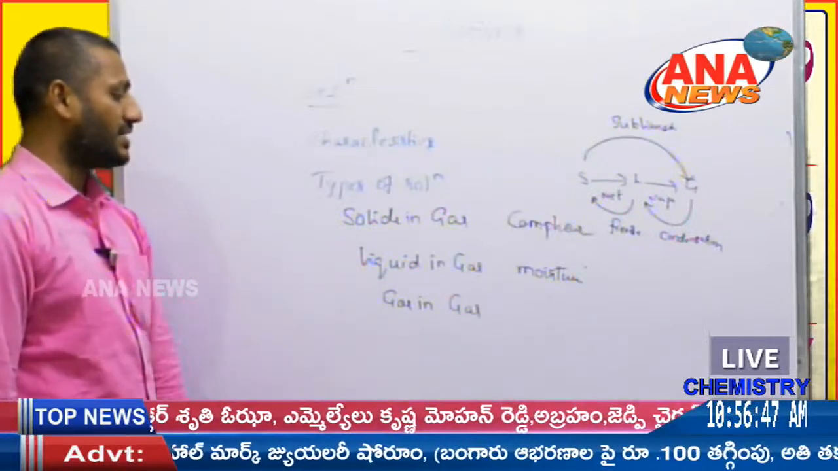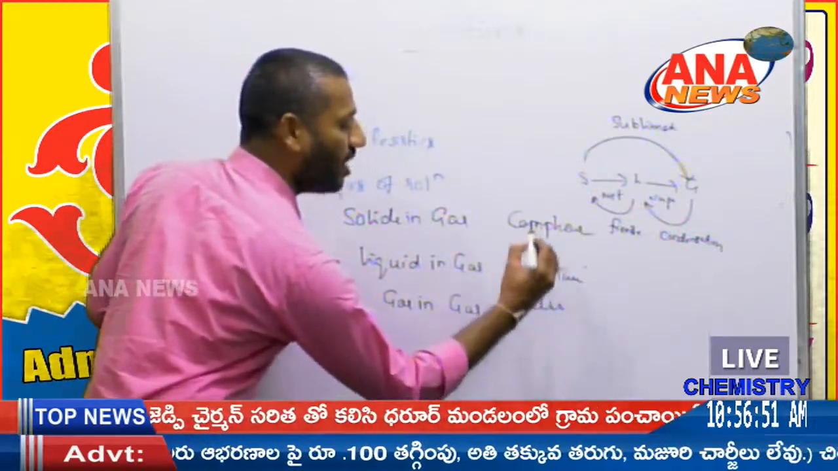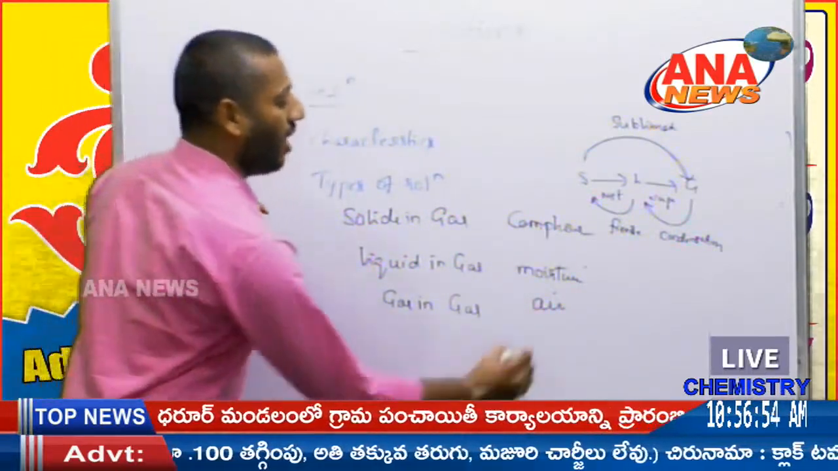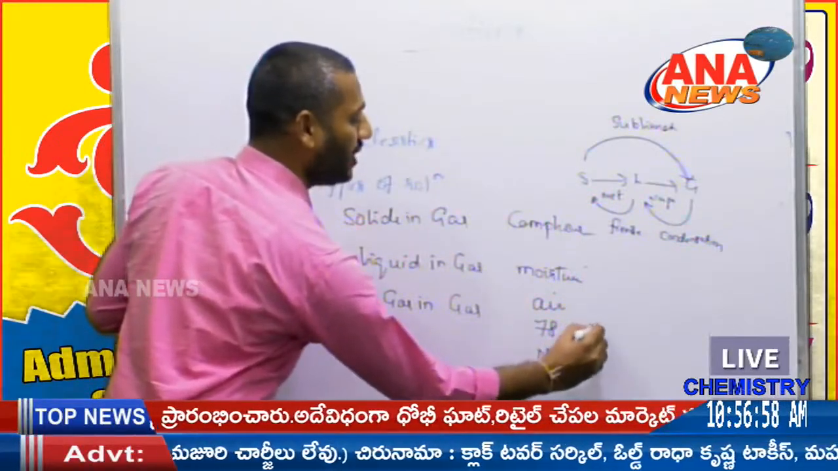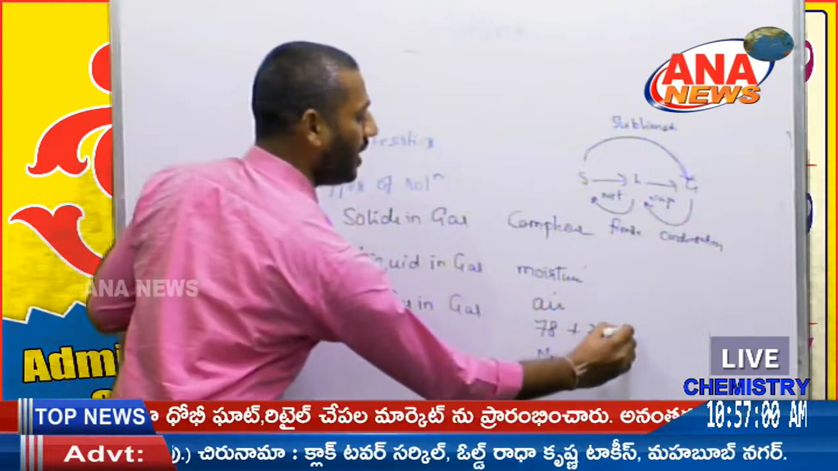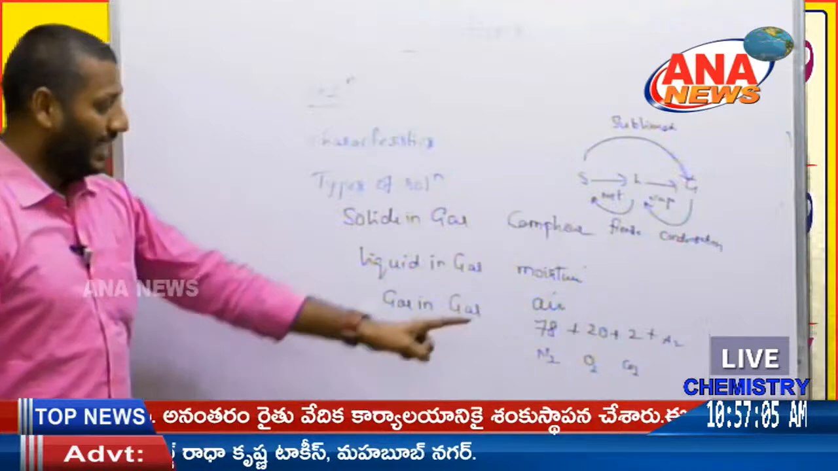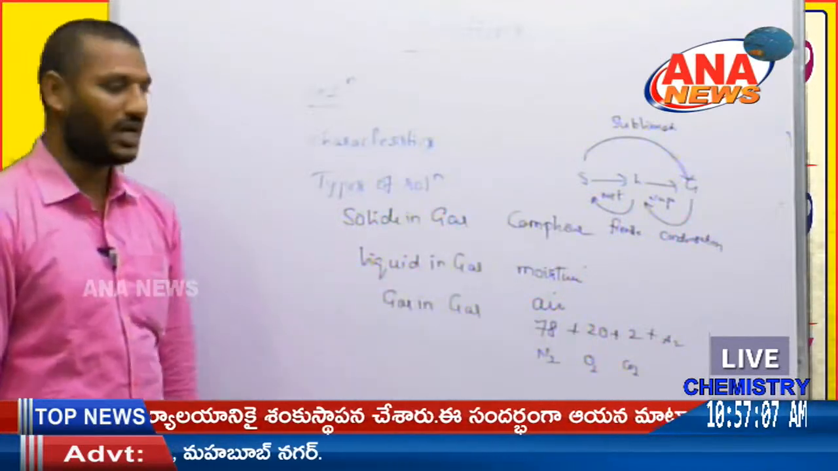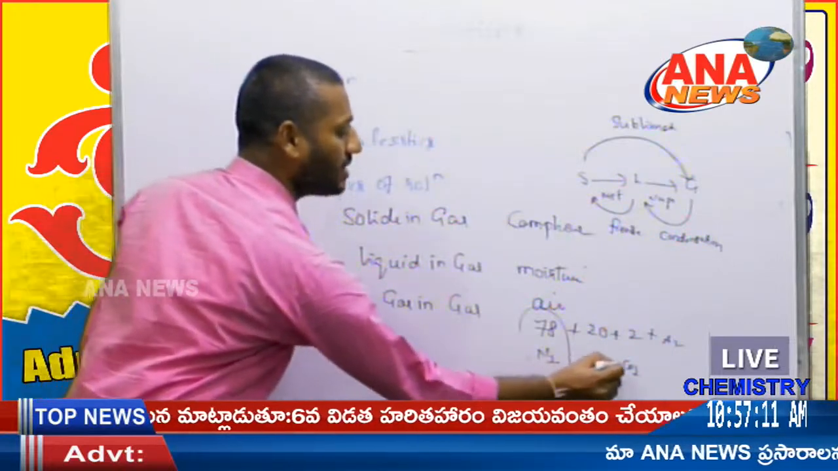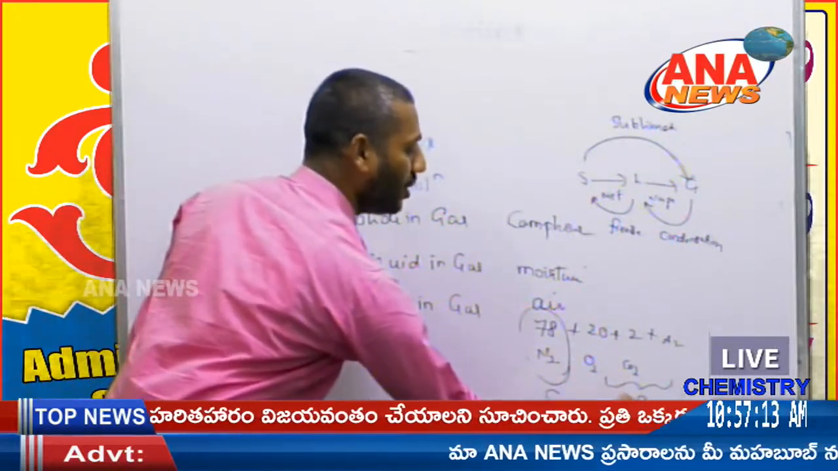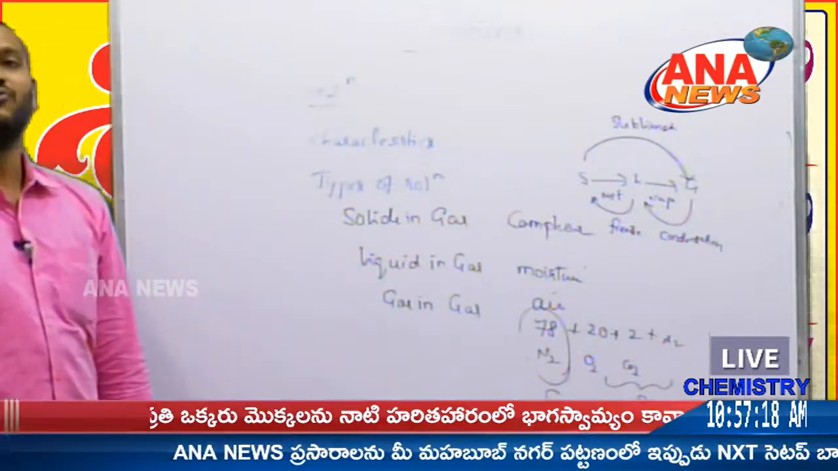Similarly, the next example is gas in a gas. The best example is in the atmosphere, which is called air. As I already said, air has 78% nitrogen, 20% oxygen, and the remaining 2% is CO2, argon, and other compounds. In this solution, the higher proportion acts as the solvent, and all the others exist as solutes. So these are the different types of solutions based on physical state.